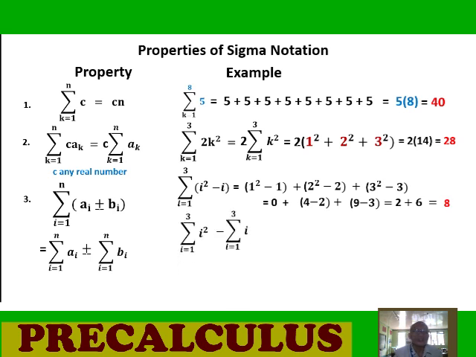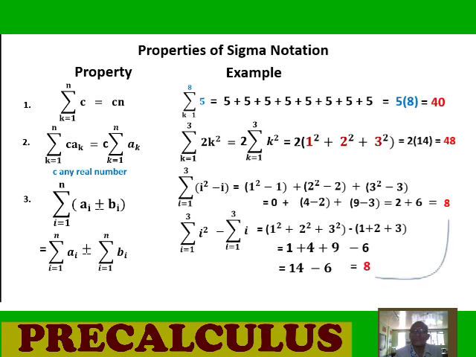Or the distributed form of summation of i squared as i starts from 1 to 3, so 1 squared, 2 squared, and 3 squared, minus the summation of i, 1 plus 2 plus 3. Simplify and combine, so that is equal to 8. So they are equal. Okay, so the two summation properties are the same.